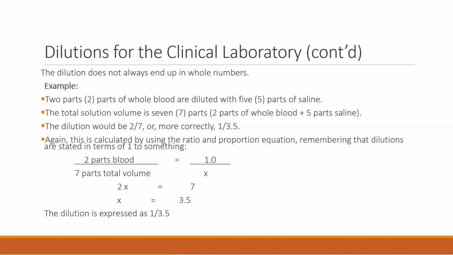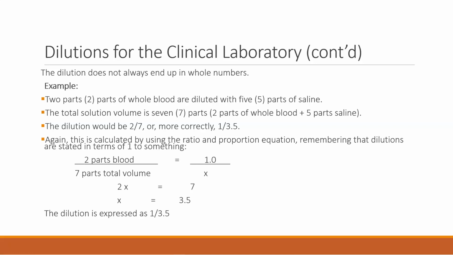So again, we're going to have 2 parts of whole blood, and we're going to dilute that with 5 parts of saline. So the total solution volume is 2 plus 5, 7. So that's going to be your bottom number. The number on top is 2 because we had 2 parts of the whole blood. And we added that to 5 parts of saline, so we have that number on the bottom, which is 7. Again, we must get that number to 1. We have 1 and 3.5.